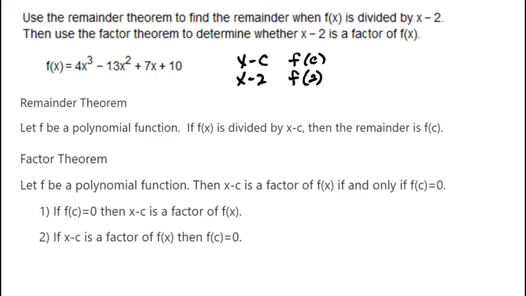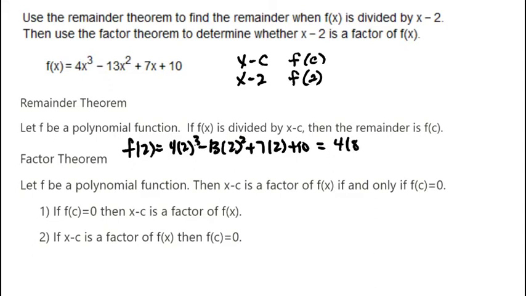So let's calculate the remainder. F of 2 is 4 times 2 cubed minus 13 times 2 squared plus 7 times 2 plus 10. That gives 4 times 2 cubed, which is 8, minus 13 times 2 squared, which is 4, plus 7 times 2, that's 14, plus 10.